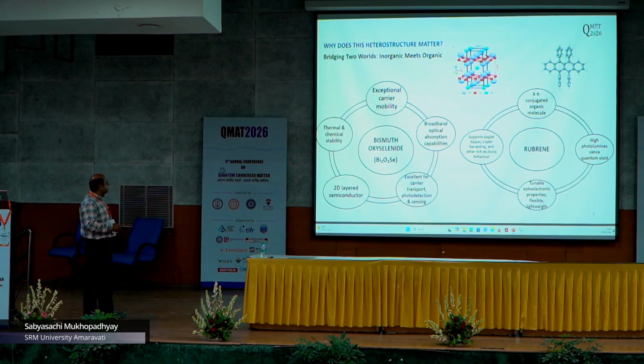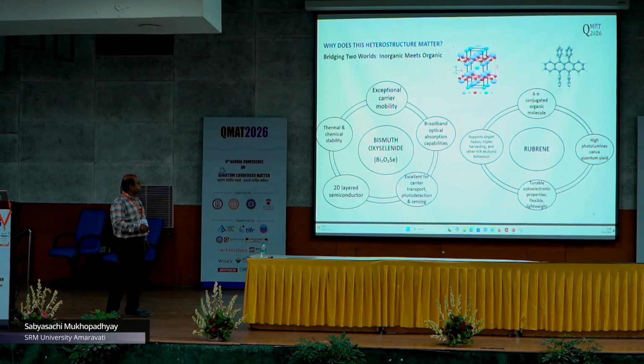We took bismuth selenide because it's a two-dimensional layered semiconductor. It has very good thermal and chemical stability, exponential charge carrier mobility, because there are already reports where people made transistors out of it, and it has a band gap and optical absorption, people have developed photodetectors with it, and it is excellent for carrier transport, photodetection and sensing. A lot of reports are there on this topic.